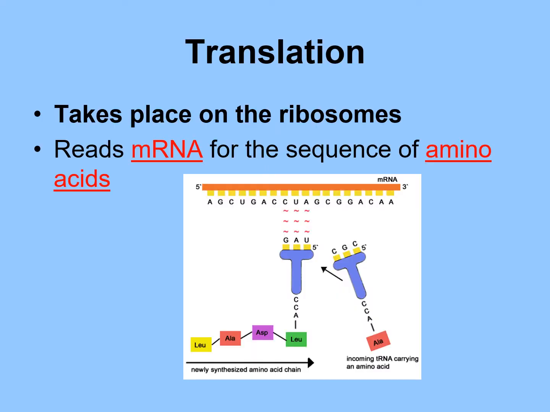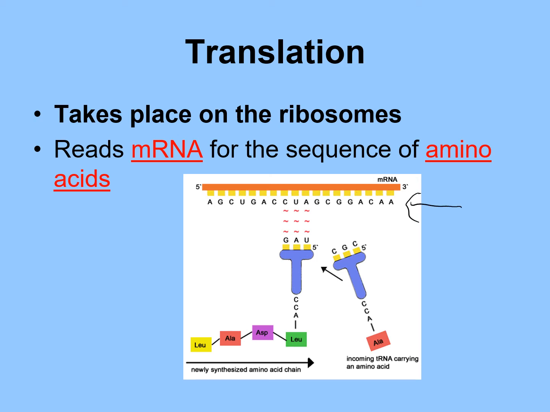As it says here, translation takes place at the ribosomes. And the main job is to read the messenger RNA, just like you're reading a recipe, and the recipe tells you, okay, put this ingredient in the bowl, put this ingredient in the bowl, put this ingredient in the bowl. This is what happens in translation. We have this recipe here. We have this piece of messenger RNA.